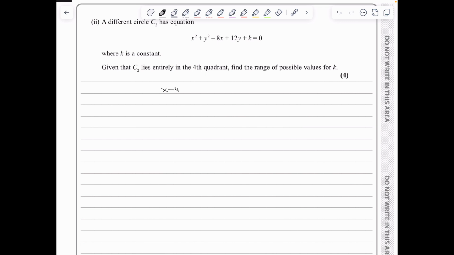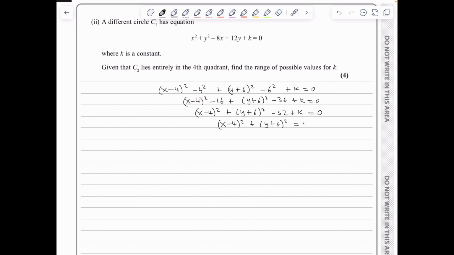We've got (x minus 4) squared minus 4 squared plus (y plus 6) squared minus 6 squared plus k is equal to 0, which means that (x minus 4) squared minus 16 plus (y plus 6) squared minus 36 plus k is equal to 0, and therefore (x minus 4) squared plus (y plus 6) squared minus 52 plus k is equal to 0, which leads to (x minus 4) squared plus (y plus 6) squared is equal to 52 minus k.